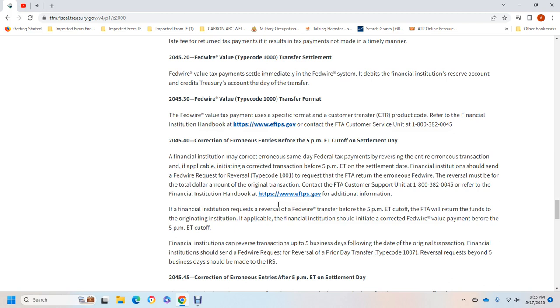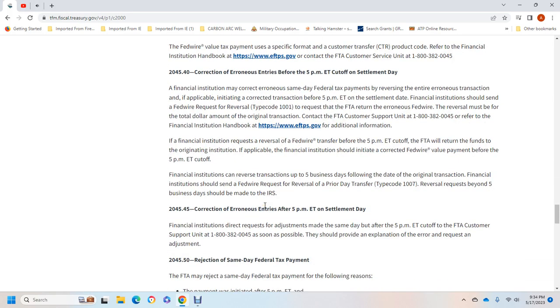If the financial institution requests the reversal of the Fedwire transfer before 5 p.m. and the institution's standard cutoff, the federal tax application will return funds to the originating institution. If applicable, the financial institution shall initiate a corrected Fedwire value payment before the 5 p.m. Eastern Standard cutoff time. The financial institution can reverse a transaction within 5 business days following the day of the original transaction. The financial institution should send the Fedwire reversal request prior to the date of transfer. Reversal requests beyond 5 business days should be made to the IRS.